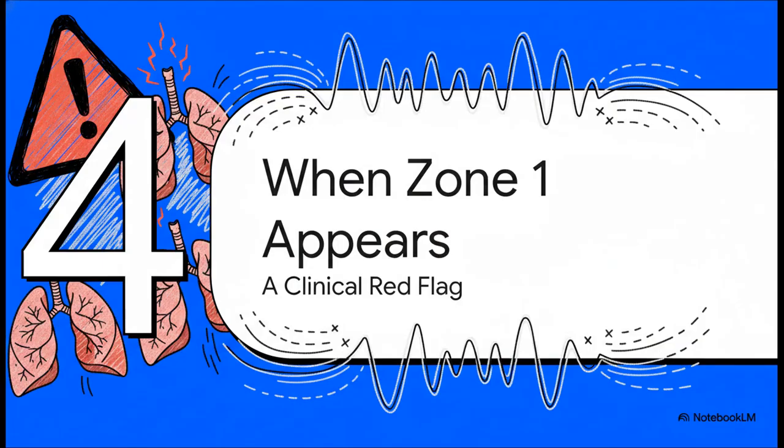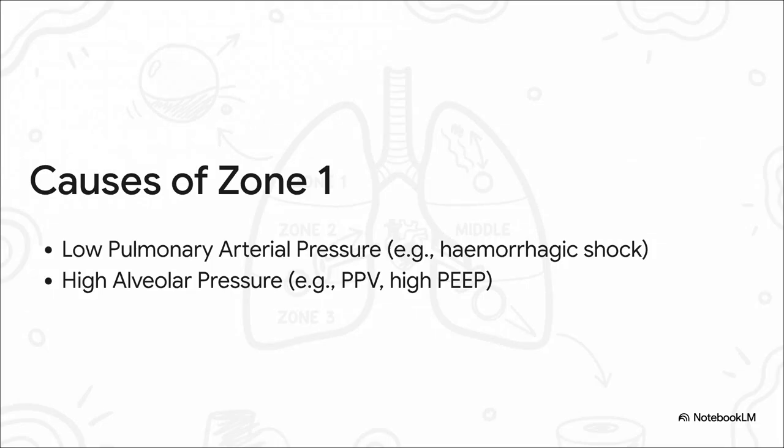So if zone 1 isn't supposed to be there, the big clinical question for us is, when does it show up? Because when you see it, it's a huge red flag. It tells you something is very wrong or that something we've done has drastically changed the patient's physiology. And it really boils down to two main scenarios you need to have on your radar. Either your patient's pulmonary arterial pressure tanks, think massive blood loss, hemorrhagic shock, or, and this is the one we control, we artificially crank up the alveolar pressure. We do this every time we use positive pressure ventilation, especially with high PEEP. Both roads lead to the creation of that wasteful, inefficient Zone 1.